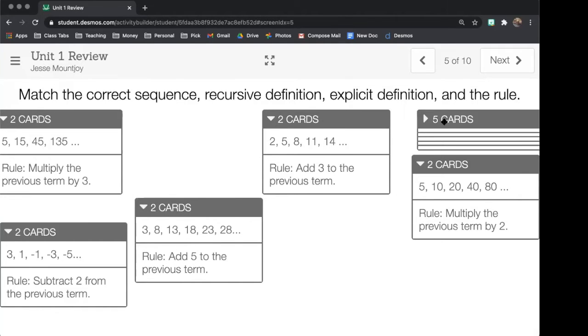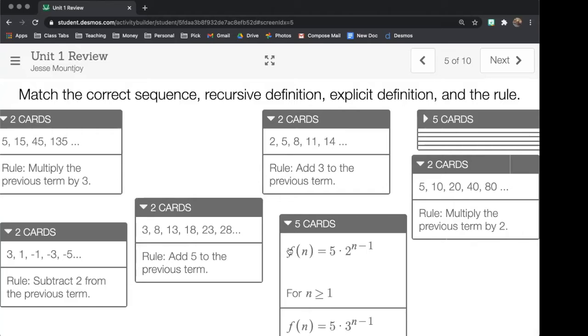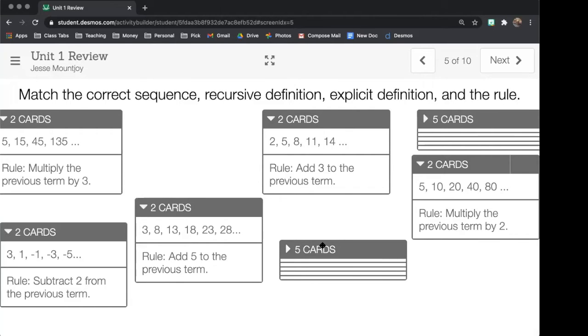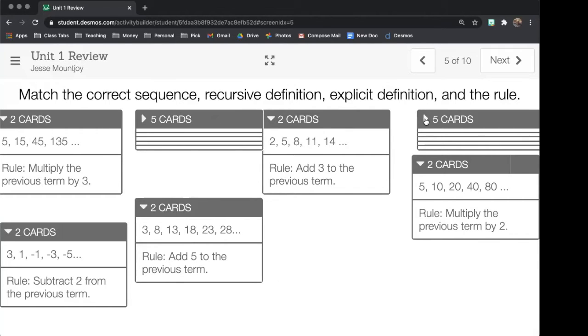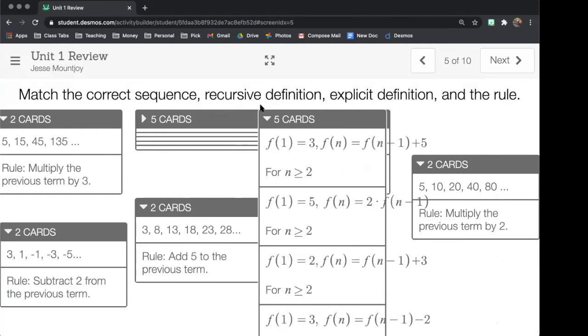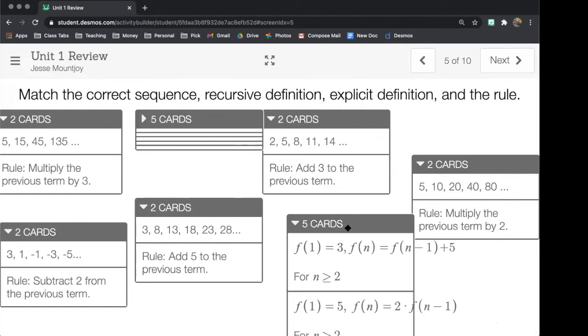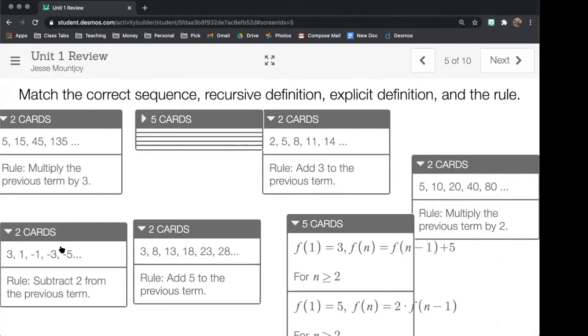Now I'm going to go ahead and start pulling out some of my definitions. So I want to start with recursive. I think that one's easier. So let's read our recursive definitions and see what they say. So this one says start, f of 1 means where do you start? You start at 3. So which of our sequences start at 3? Just these two right here. 3, 1, negative 1, negative 3, negative 5, and 3, 8, 13, 18, 23, 28.